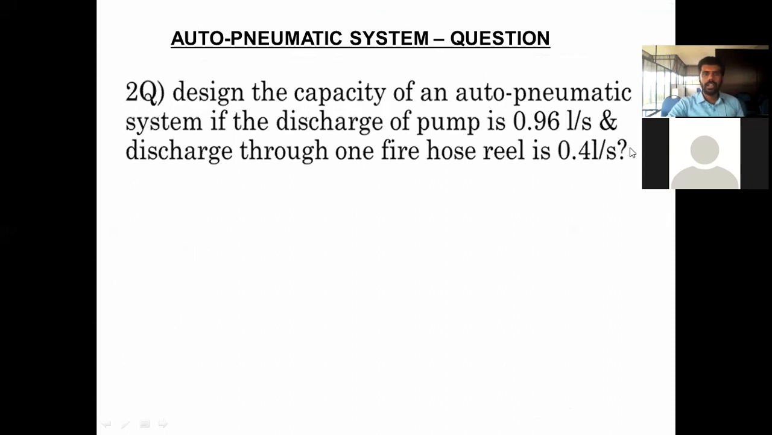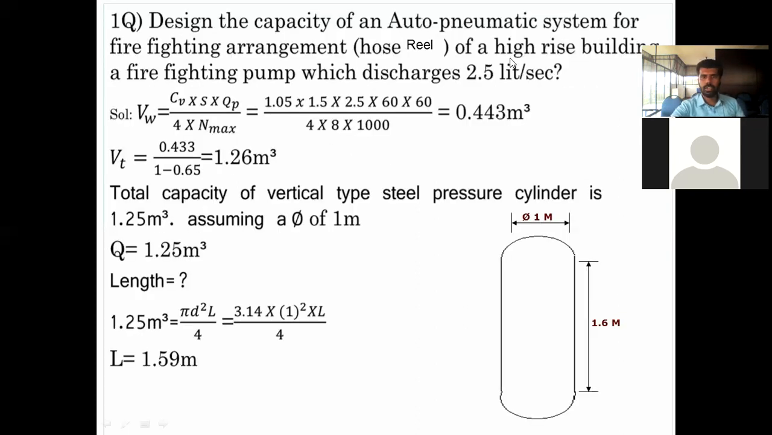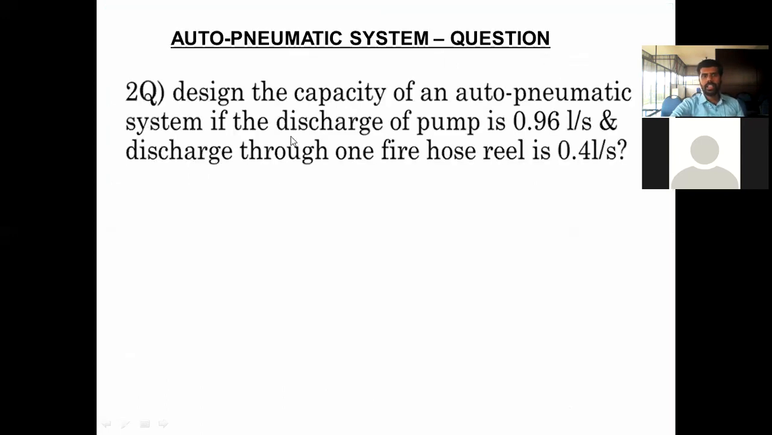Now, the second question. Design the capacity of the auto pneumatic system if the discharge of the pump is 0.96 liter per second. The discharge of the pump is given as 0.96 liter per second. In the previous question the discharge of the pump was 2.5 liter per second. One more thing is given: the discharge through one fire hose reel is 0.4 liter per second. The discharge from the pump is being discharged through two different hoses.